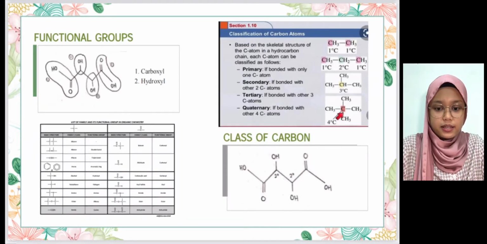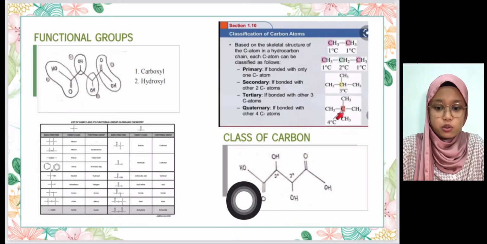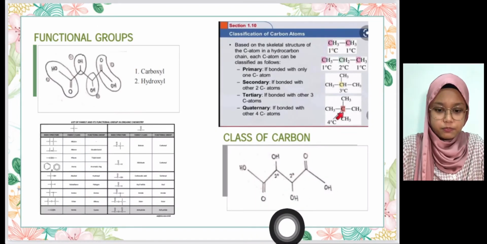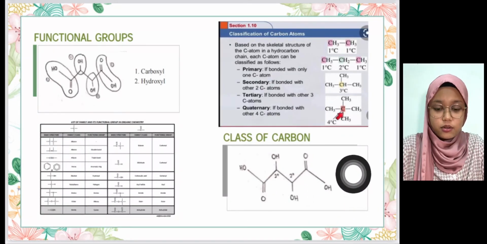So for tartaric acid, it has secondary class of carbon at the second and the third carbon atoms because it is saturated, which contains single bonds only and is bonded with another 2 carbon atoms. The first and the last carbon atoms do not have any class of carbon because they are unsaturated and contain a double bond. So that is all from me.